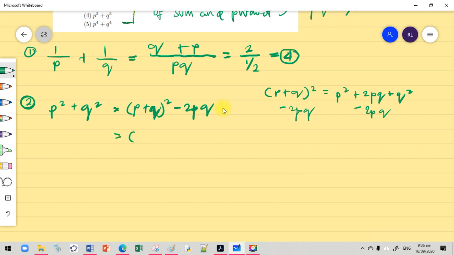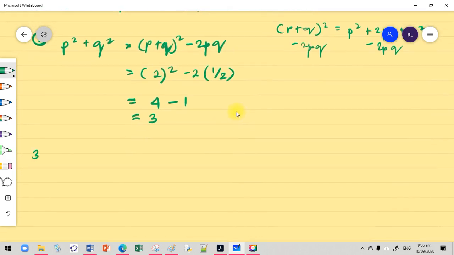P plus Q is 2, and PQ is 1/2. So we have 4 minus 1, and that is 3. Therefore, the value of P squared plus Q squared is 3.